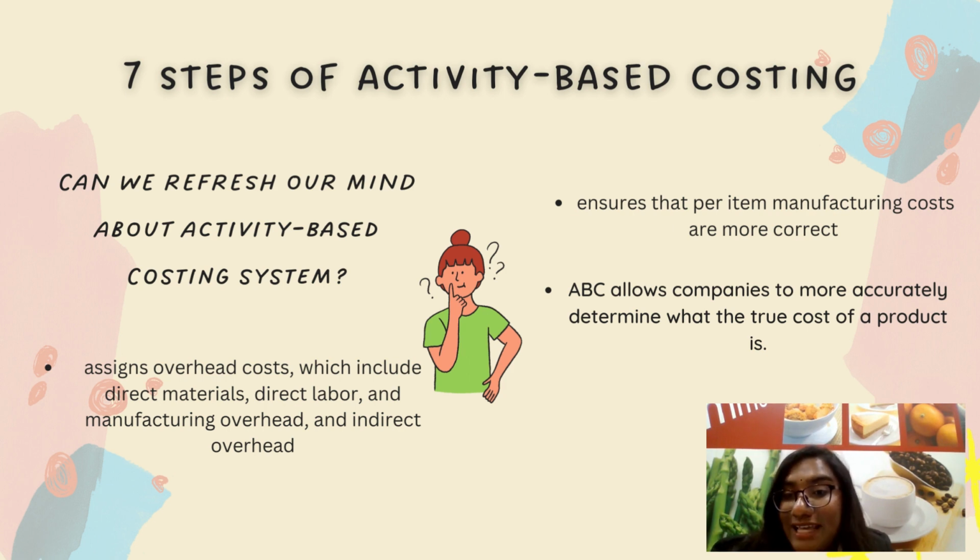The activity-based costing system, known as ABC, is a costing method based on the actual cost to design, manufacture and sell a product. The company assigns overhead costs, which include direct materials, direct labor, and manufacturing overhead, and not forgetting indirect overhead that is associated with the manufacturing of the products. ABC also ensures that per item manufacturing costs are more correct, and ABC allows companies to more accurately determine what the true cost of a product is.